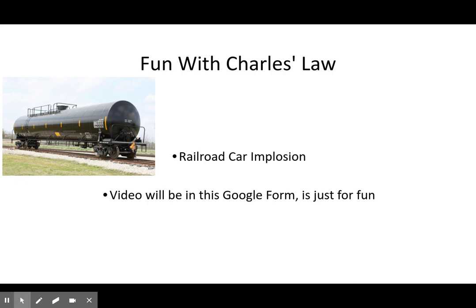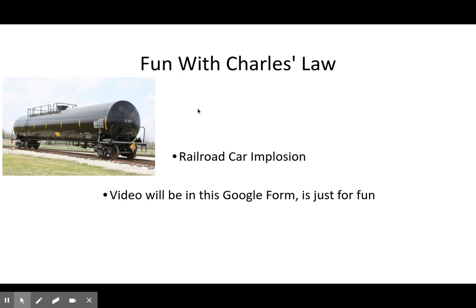As for fun, we're going to show you a second video. It's just for fun. None of the 5 questions are going to be about this, but this is just something that can happen with Charles's law. These are railroad containers, and they're often filled with gas. This right there is a pressure regulator.